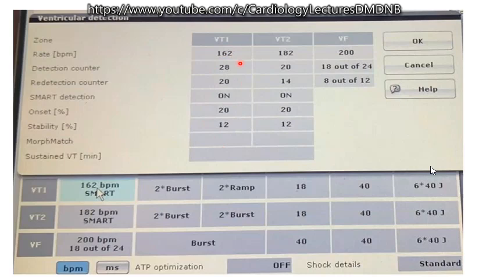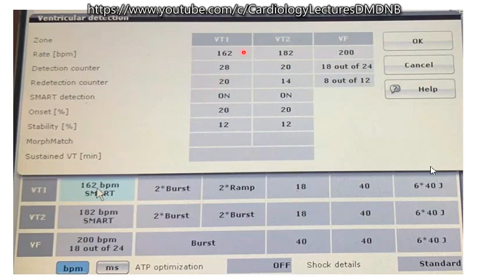We can have one monitor zone where we don't want to miss VT, and we want to know that the patient had VT, but I don't want to give therapy for a slower VT. So I can modify therapy in each zone separately. And then I can have single-zone, 2-zone, or 3-zone therapy, followed by, as I already told, detection, like the number of intervals to diagnose tachycardia.